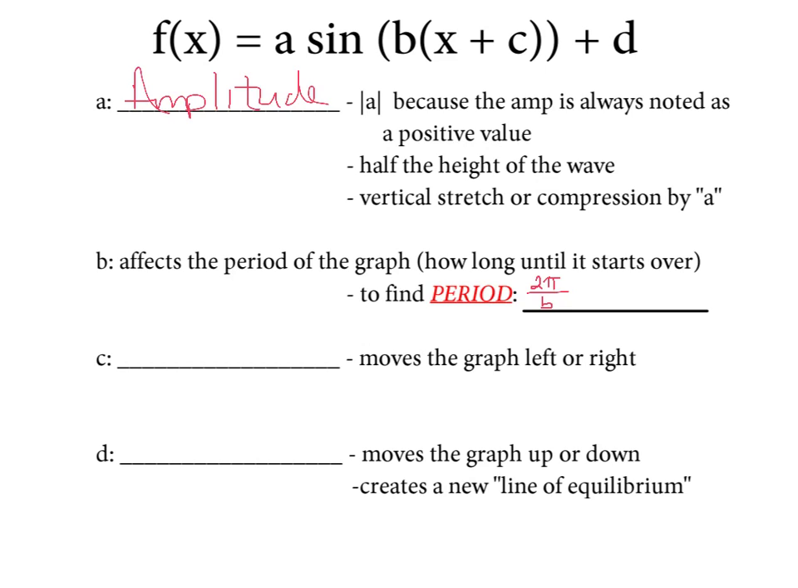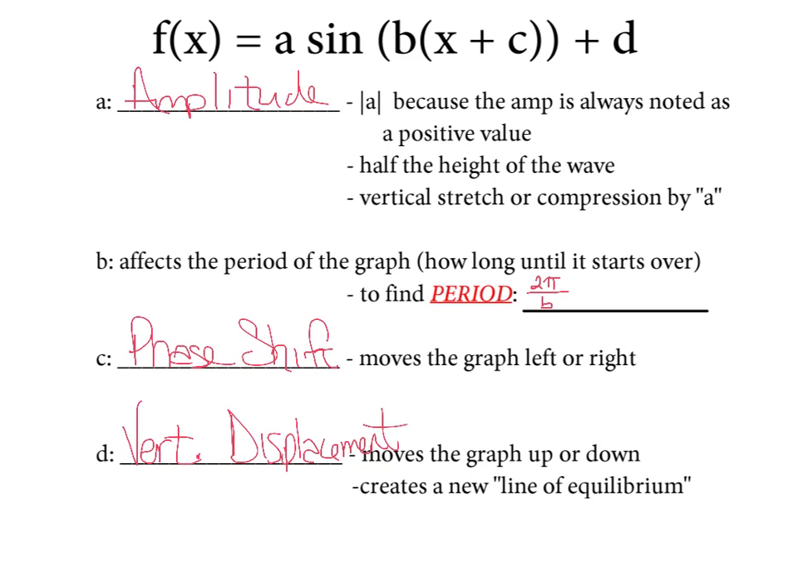The c value is the value that moves your graph left or right. That's your phase shift. And since it's inside parentheses, you always do the opposite. And the last thing, the d value, is your vertical displacement. It's this vertical shift up and down. And it's outside parentheses, so you do what it says.